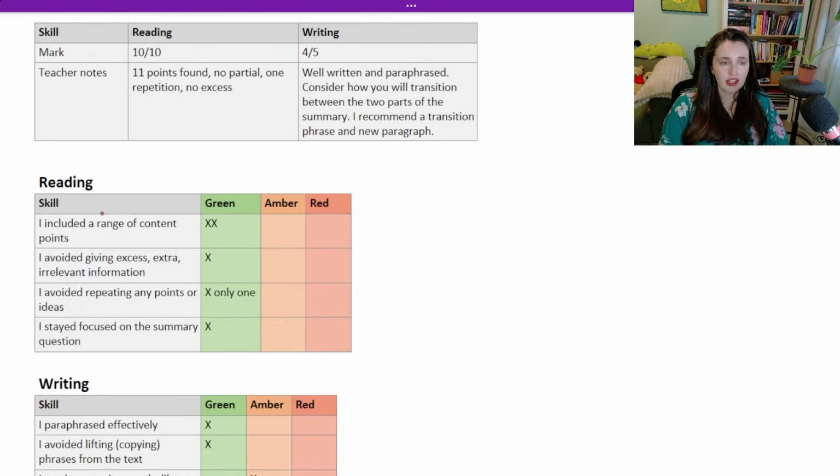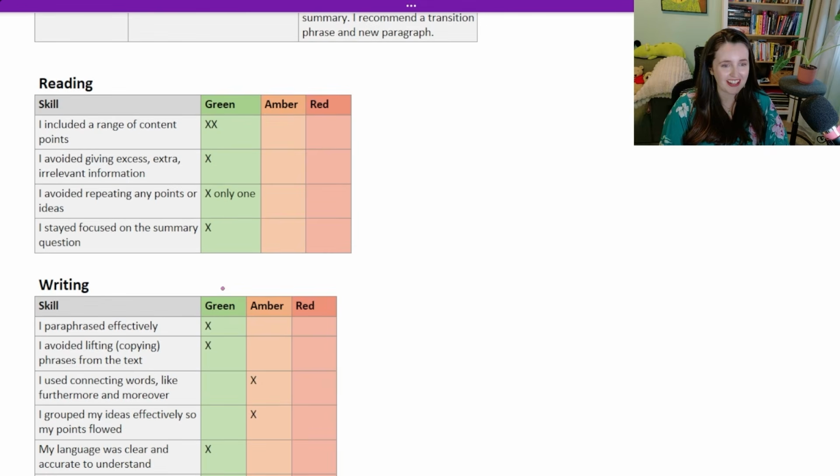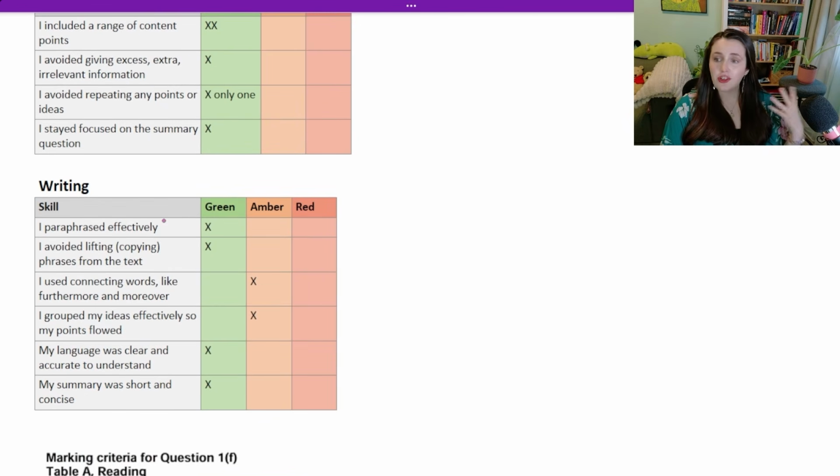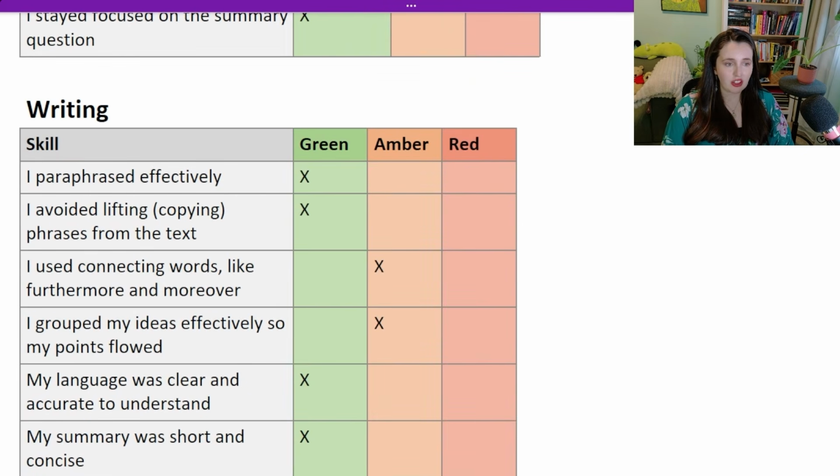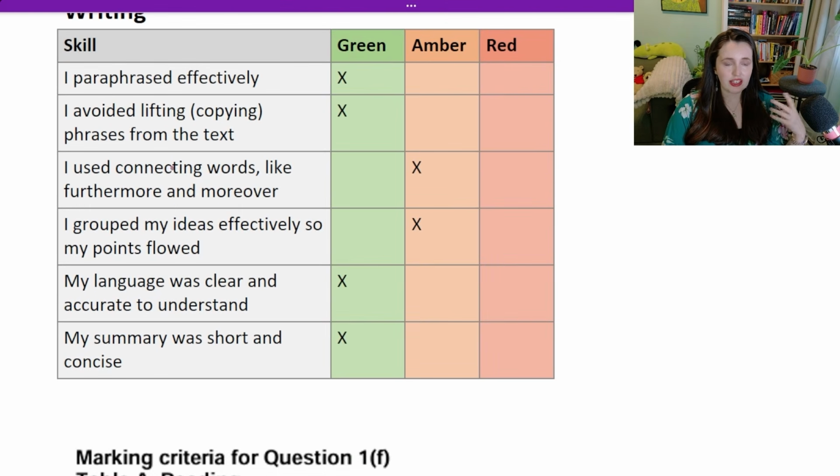So for reading, she's got a range of content points. She's got no excess. She stayed focused on the summary question and she's only got 1 repetition, which everyone honestly has got. For writing, she paraphrased effectively. Let me just zoom in. She's not lifting, copying from the text. She could use a few more connecting words to transition between ideas. The big problem really is that her ideas aren't grouped super effectively. She hasn't got flow in that second half. Her language is clear and her summary is concise.